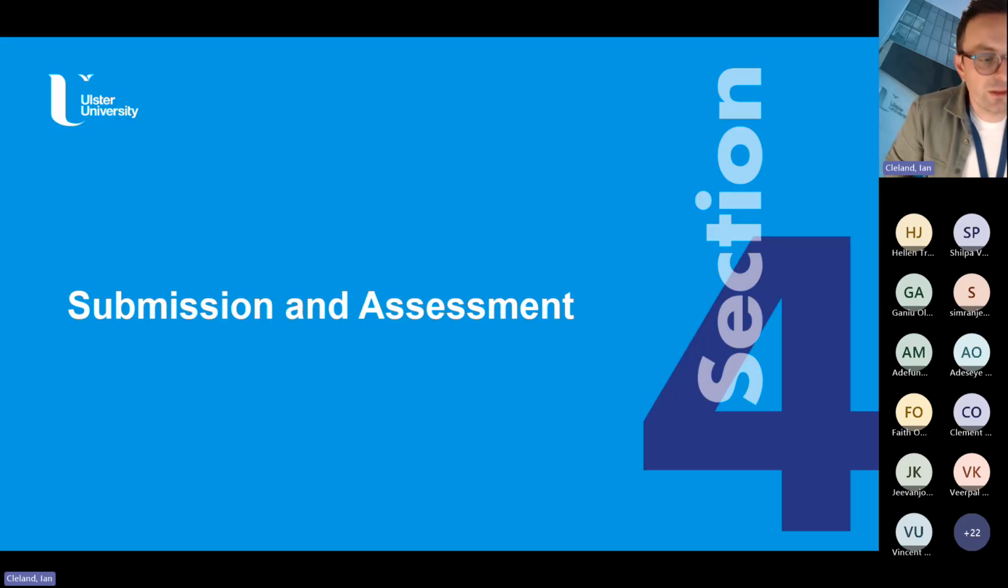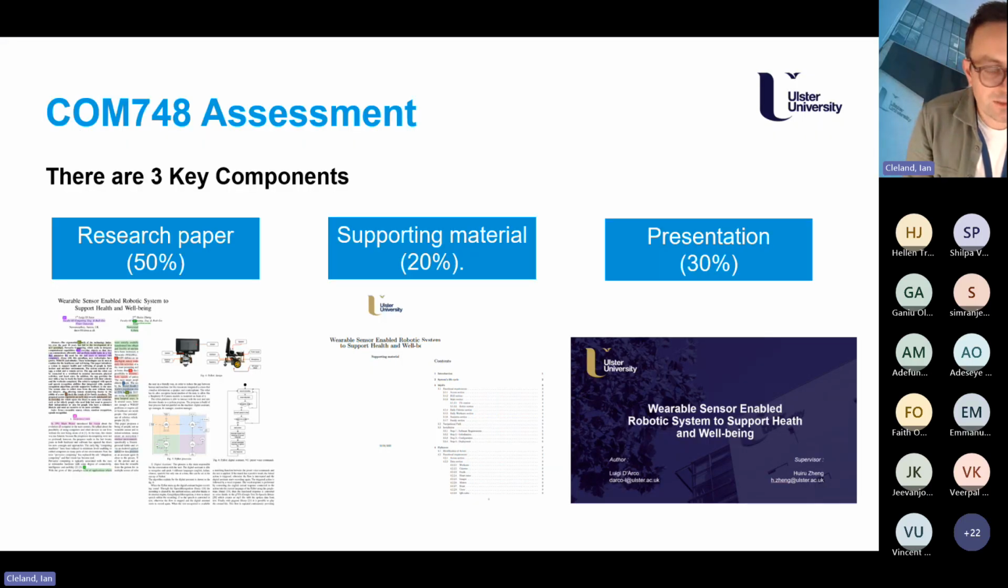Okay, so the last section that I want to talk about now is around the submission and assessment. So how is the project actually assessed? And as we talked about in the last workshop, there are three main components. So we have the research paper. It's worth 50% of the module. It's an 8-page IEEE formatted high quality research paper.